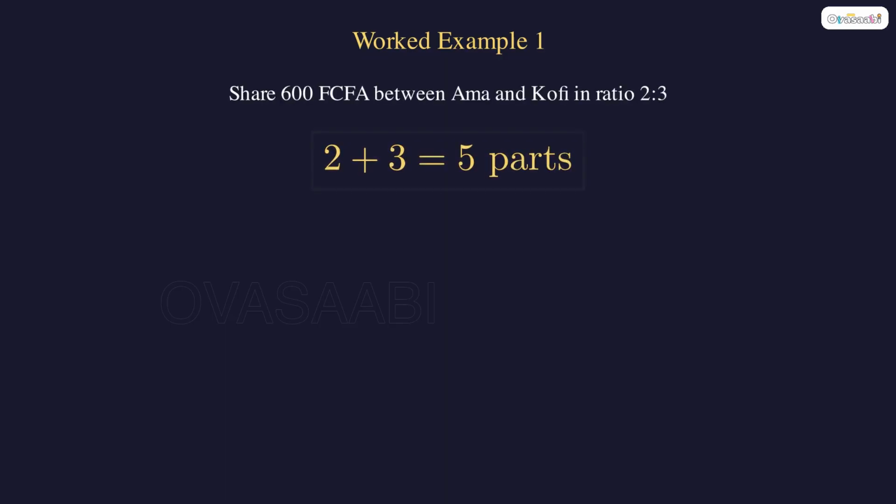Worked example 1. Share 600 francs between Arma and Kofi in the ratio 2 to 3. First, add the parts. 2 plus 3 equals 5 total parts.